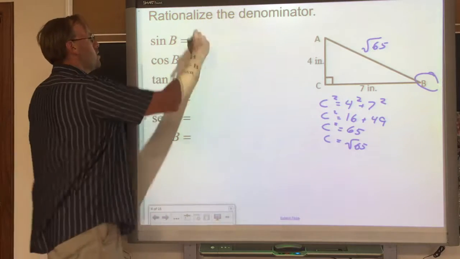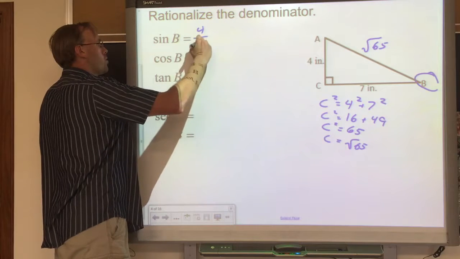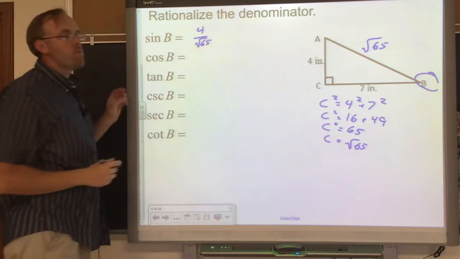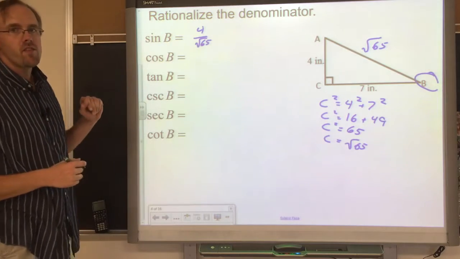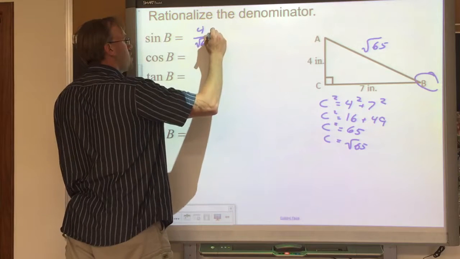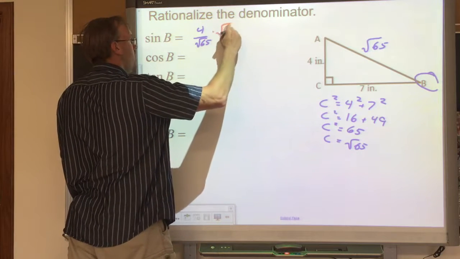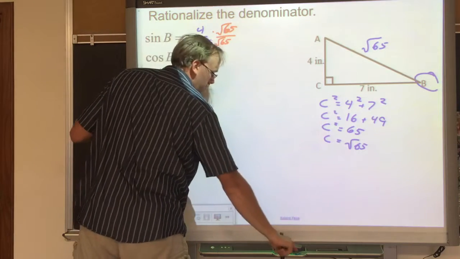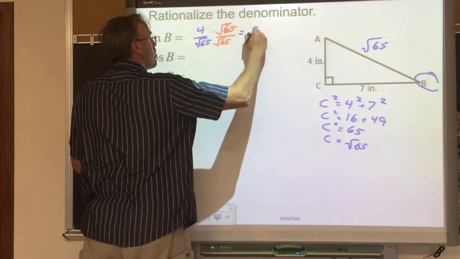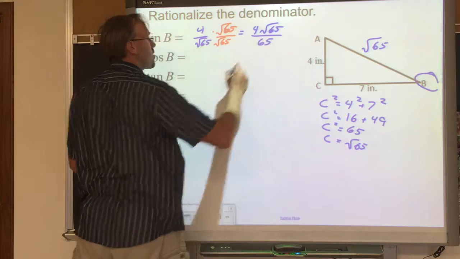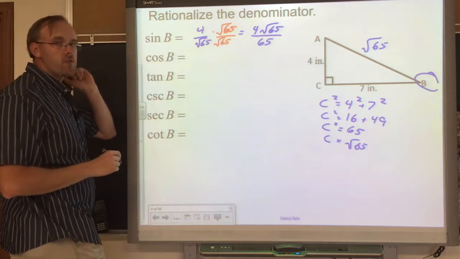So for sine, we have 4 over radical 65. Now unfortunately, we can't leave radical 65 in the denominator. So to get rid of that, we multiply radical 65 over radical 65. And we get 4 radical 65 over 65. That is our sine ratio.